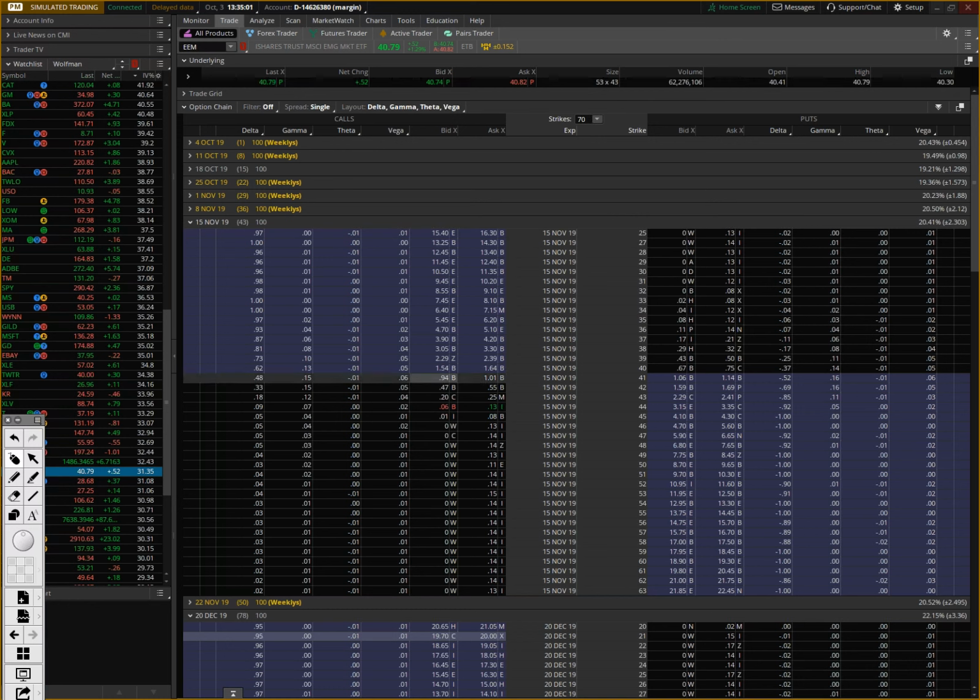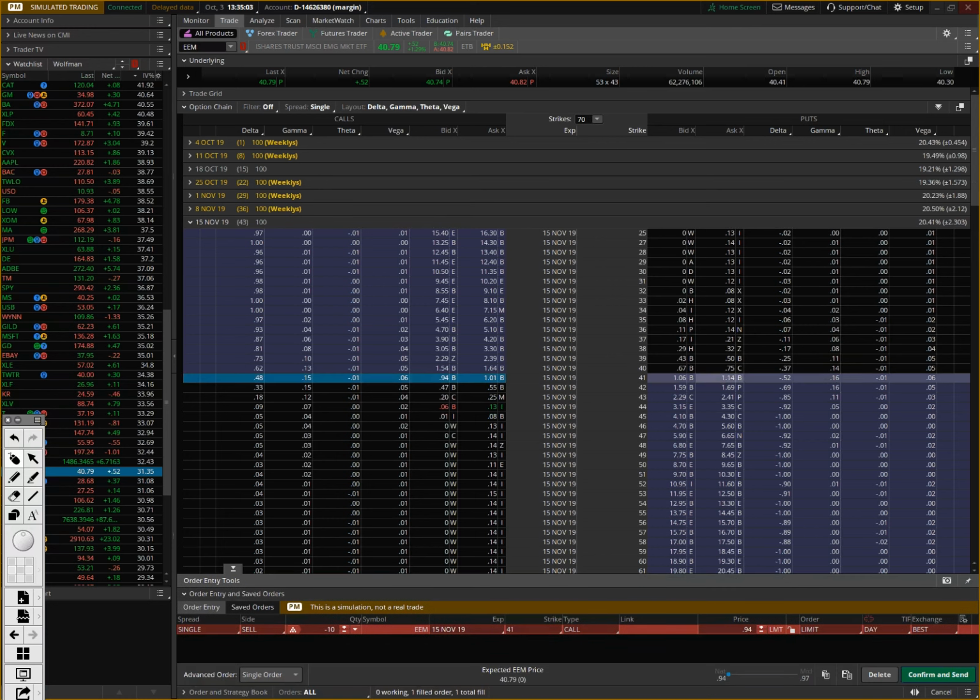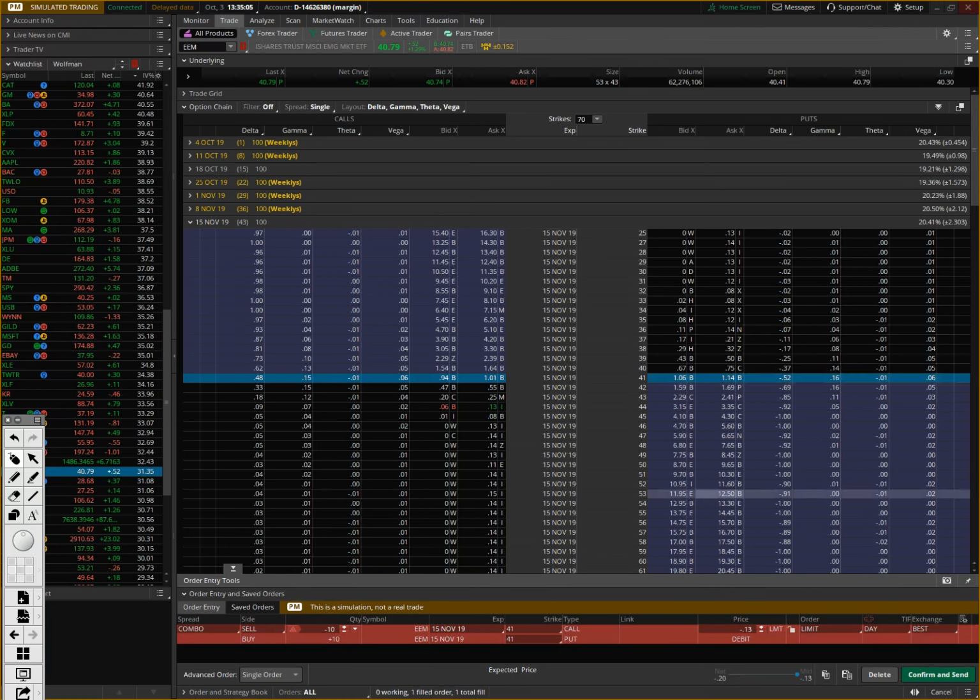Like I mentioned, we're going to sell this one right here and buy this one. That creates the synthetic short stock for EEM, which is just an ETF. You can do this for ETFs. You can do this for futures. You can do this for stocks, okay? And we can look at it.